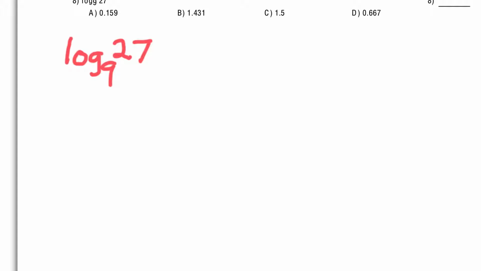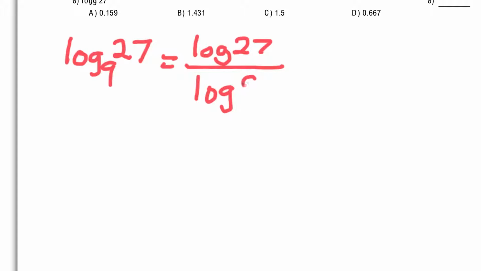One way to do that is use that principle where there's like a division of 2 logs. This log base 9 of 27 can be written like this. It can be solved like this. The base 10 log, the common log of 27 divided by the common log of 9. That'll give you the same answer.